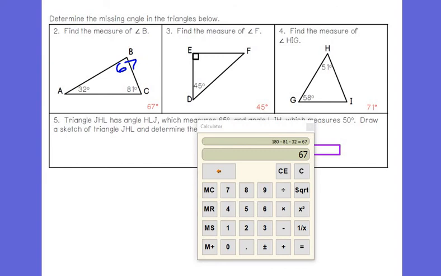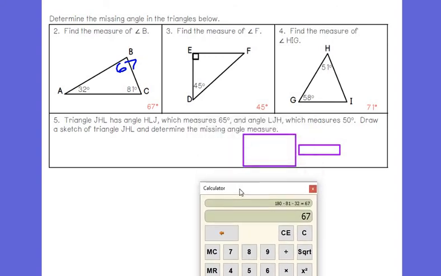Okay. Looking at number 5, did they give us a diagram for number 5 to go by? No. So I like sketching a diagram. It says triangle JHL. So I'm just going to draw a random triangle and write JHL. Does yours have to look like mine? No, it's just a sketch to help me.